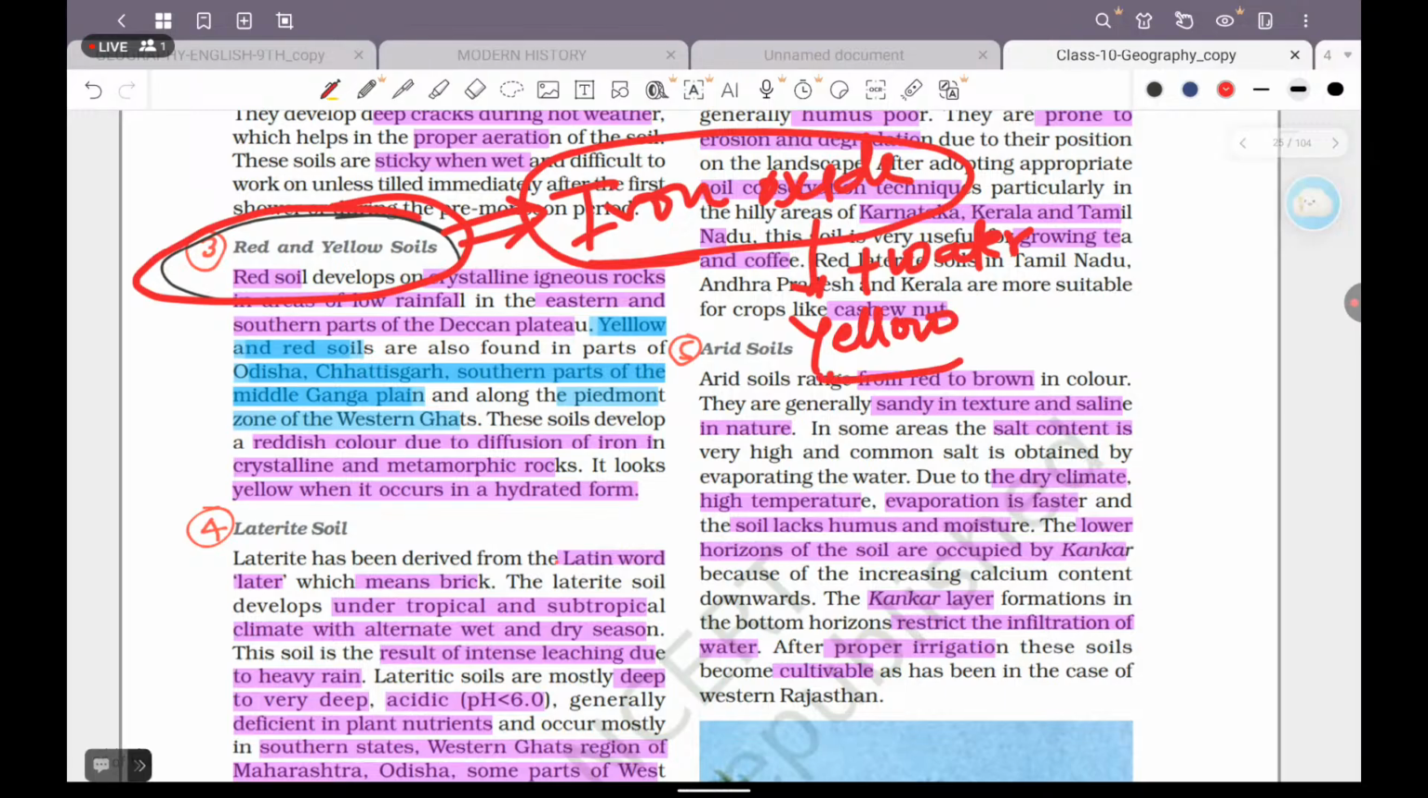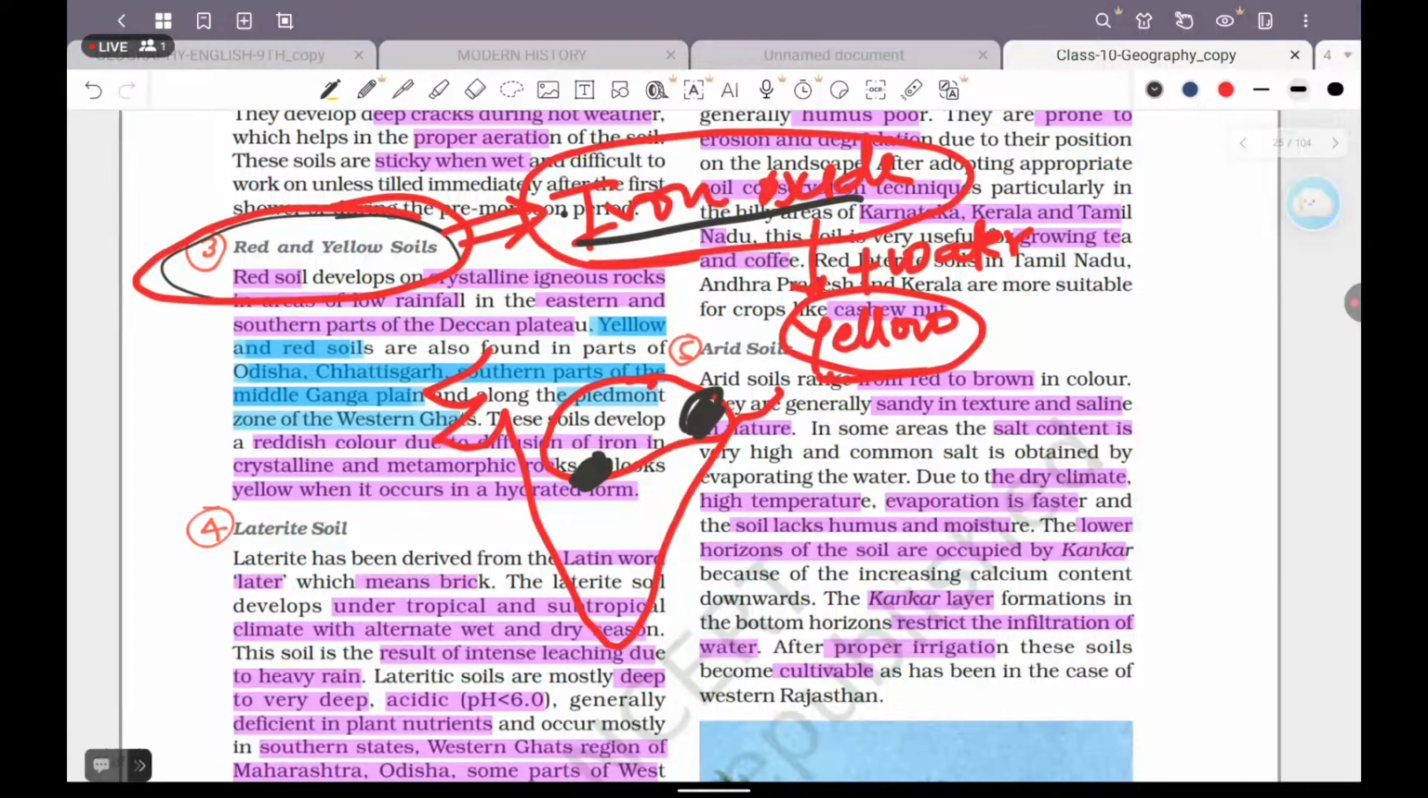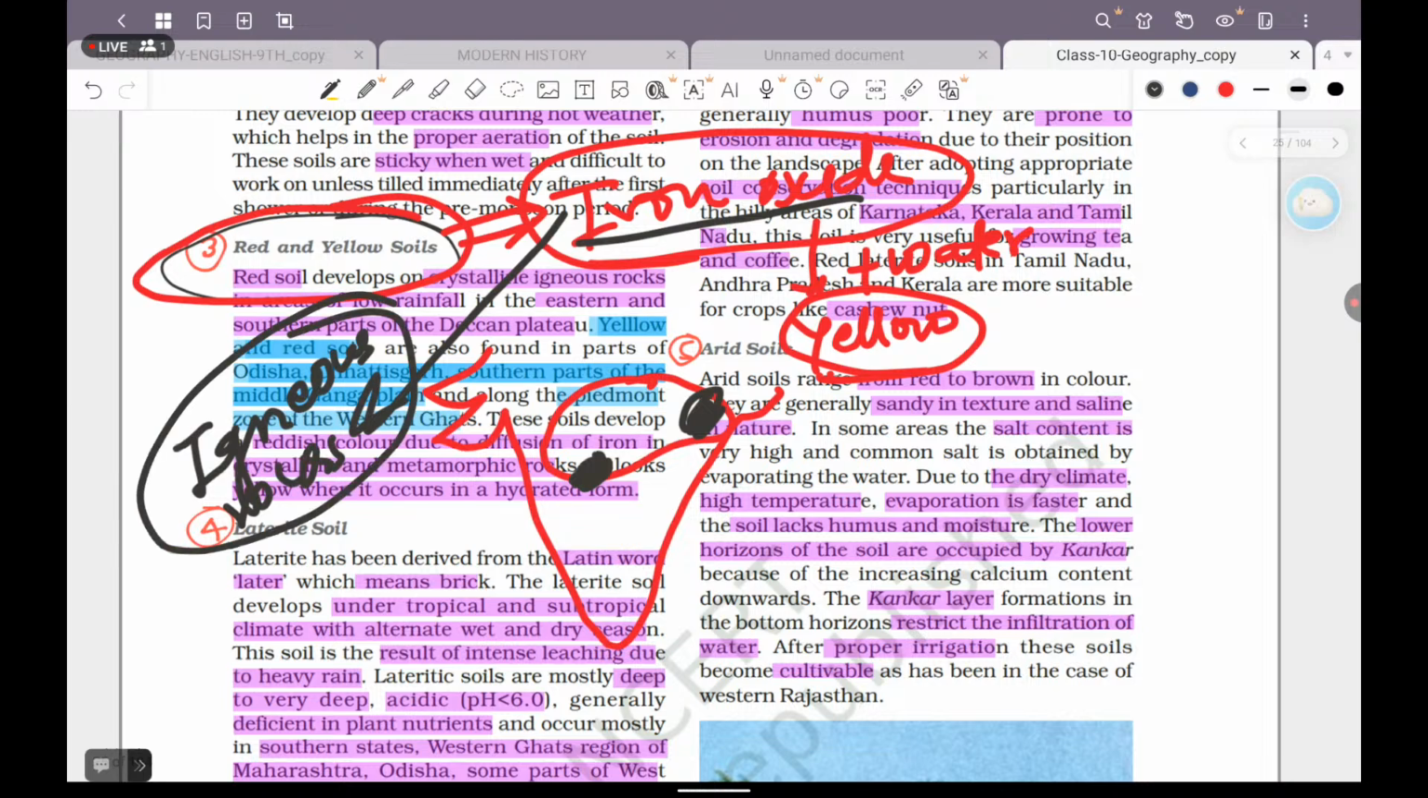These soils are found in the eastern and the southern belt of the Deccan Plateau. And why is iron present here? Because these soils are made from the igneous rocks of the peninsular plateau.